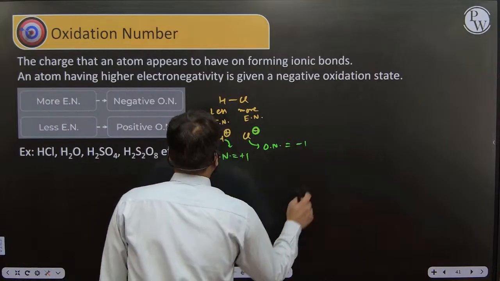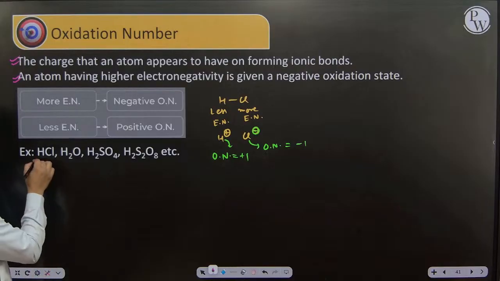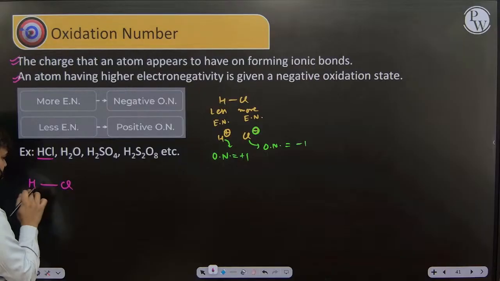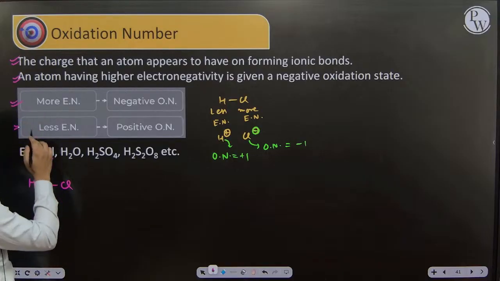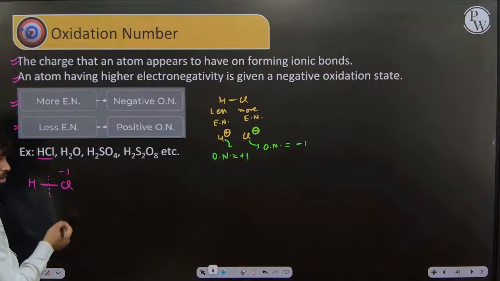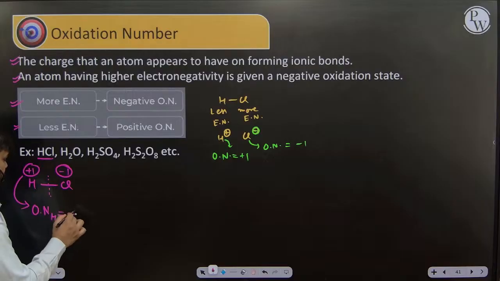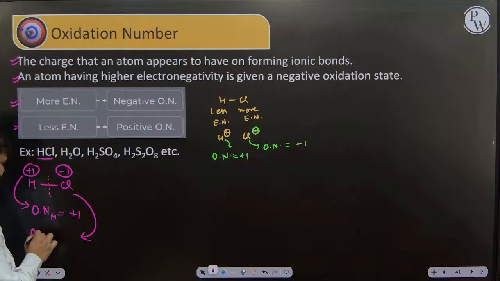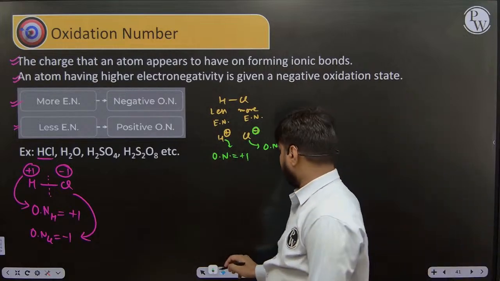So let's talk about the other things as well. We have examples. HCl we have just discussed, again we are discussing. Here you see Cl in HCl is more electronegative. So if you break this bond hypothetically, then Cl is going to take the electron. Cl will be minus 1, and hydrogen, which loses the electron, will get plus 1. So minus 1 and plus 1 are the oxidation numbers, or you can say oxidation states. For hydrogen it is plus 1, and the oxidation number of Cl is minus 1.